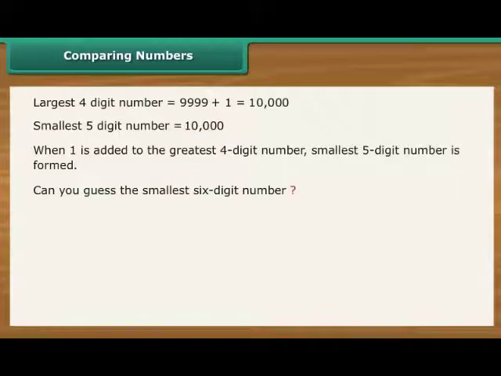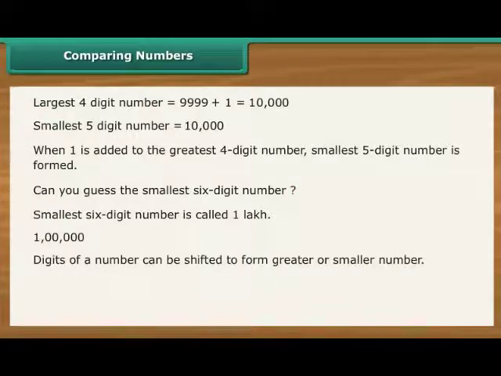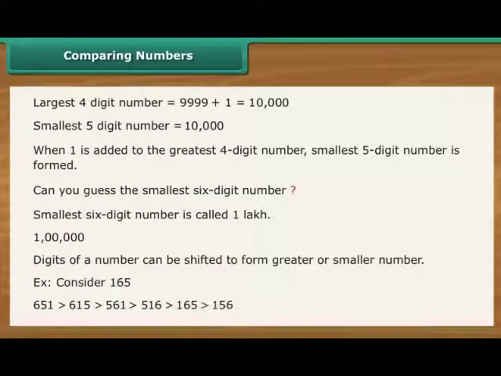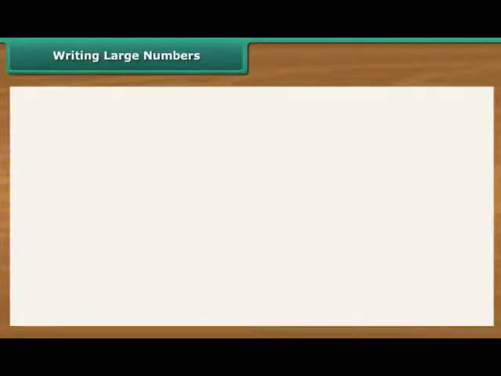Can you guess the smallest 6-digit number? The smallest 6-digit number is 1 lakh. Digits of a number can be shifted to form a greater or smaller number. Let us see how. Writing large numbers.